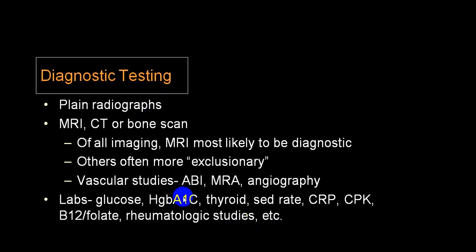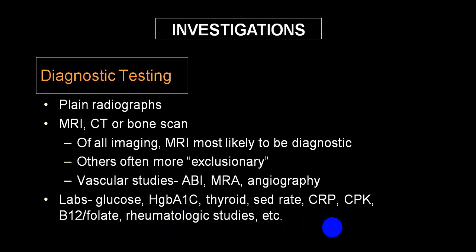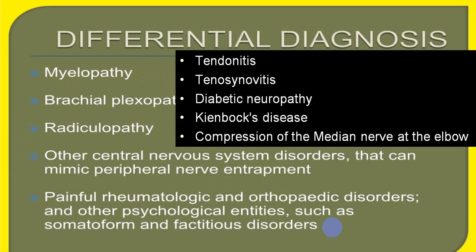And to find out some of the etiology, like diabetes: HbA1c, glucose, TSH, then CPK, CRP, B12 level, RA test, ANA test, anti-CCP, etc., to rule out collagen disorders. Those will be helpful.